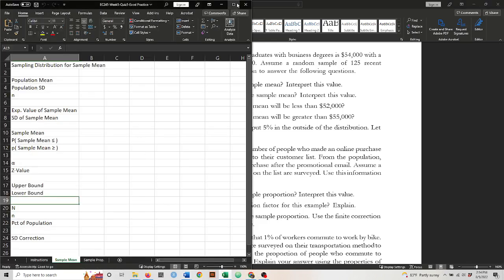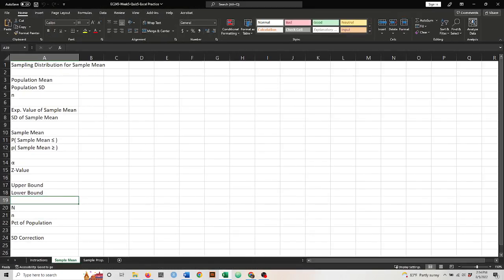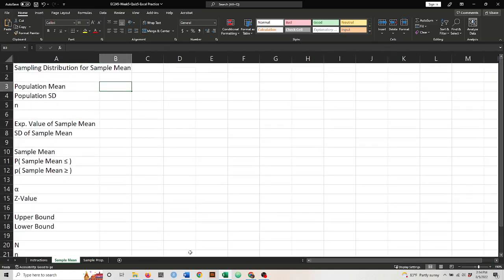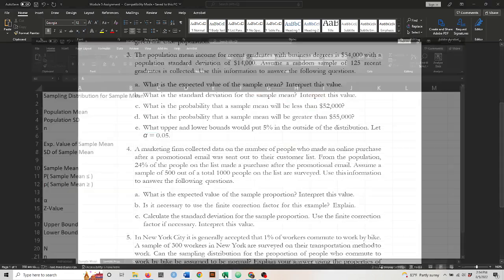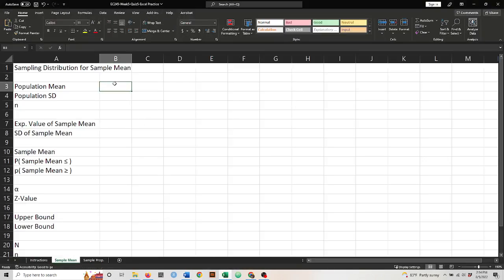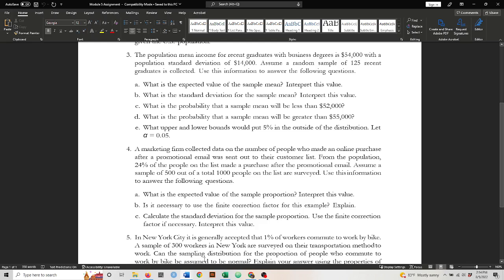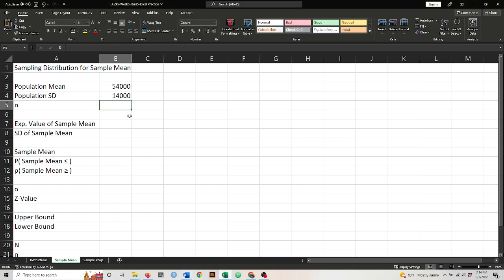So I'll go back here to my template. I haven't finished or completed it yet, but I'll start walking through, plugging some values in. So 54,000 and 14,000. And then the sample size was 125,000, I think, or 125. That would be quite a bit. All right, 125 for our sample size.